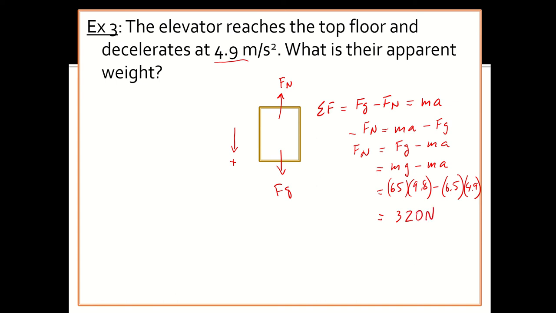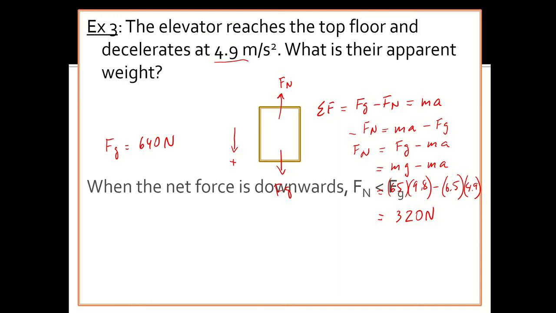Okay, so again, versus just the Fg equal to 640. So you feel lighter, in this case almost twice as light. So our Fn is much smaller than our Fg. So again, our net force is downwards. So we end up with normal force less than Fg. Sorry, kind of overlaps here a little bit.